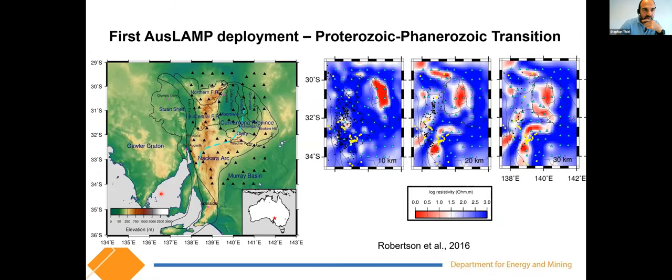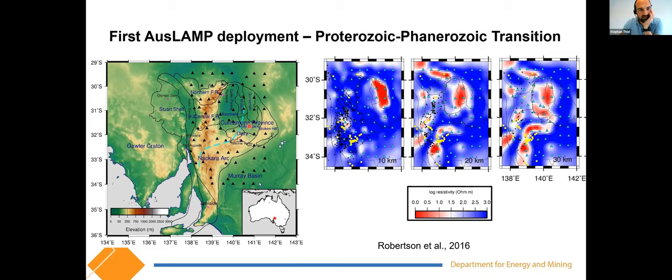So Kate is also the one who has the badge of doing the first 3D inversion of a deployment that was following the AusLAMP specifications, with stations roughly every 50 or, in her case, sometimes 40 kilometers, across the Proterozoic-Phanerozoic transition. So I am right now in Adelaide. This is the Flinders Ranges, which is undergoing neotectonic uplifting. But the transition from Precambrian Australia here in the Gawler Craton into more Phanerozoic areas here, this is Delamerian origin, so this is around about 500 million years and younger as you go further towards the east.